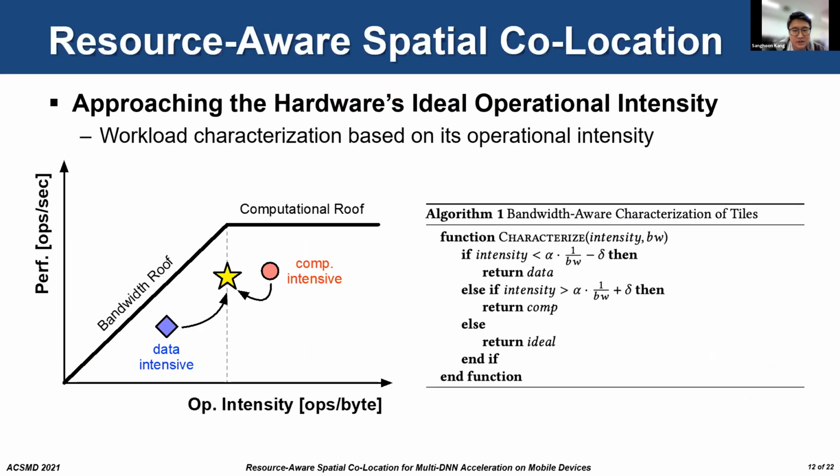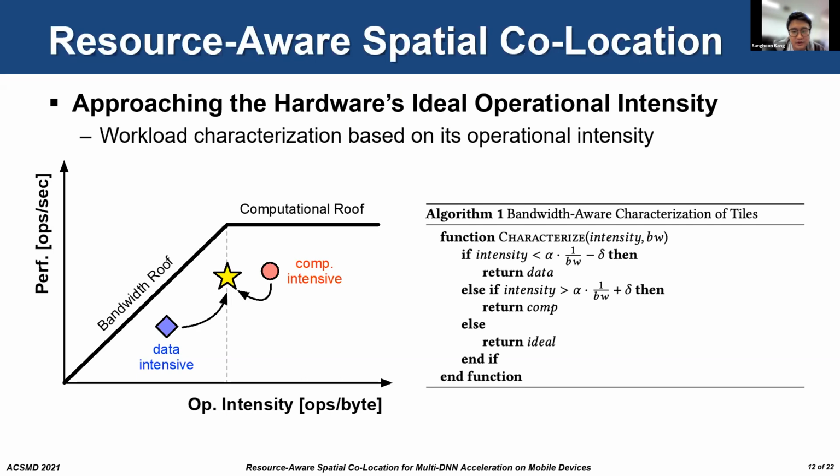This slide shows the concept of spatial collocation in the famous roofline model. The dotted line indicates the operational intensity determined by the MPU's hardware specification. The blue task located left of the line is a data-intensive task, which is bandwidth limited, and the red task located right of the line is computation-intensive. The proposed collocation aims to merge the two tasks and move the operational intensity close to the MPU's ideal intensity.